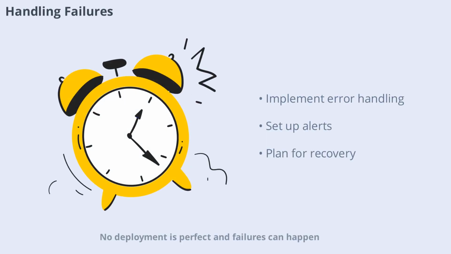No deployment is perfect and failures can happen. Prepare for issues by implementing robust error handling and fallback mechanisms. Automated alerts and recovery processes help minimize downtime. By planning for failures, you can ensure your application remains available and reliable, even when things go wrong.